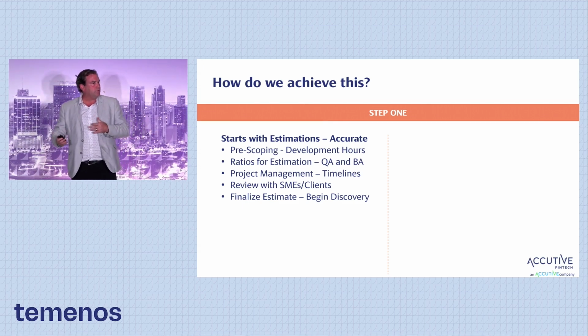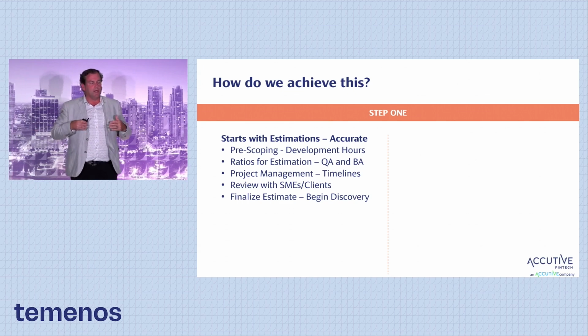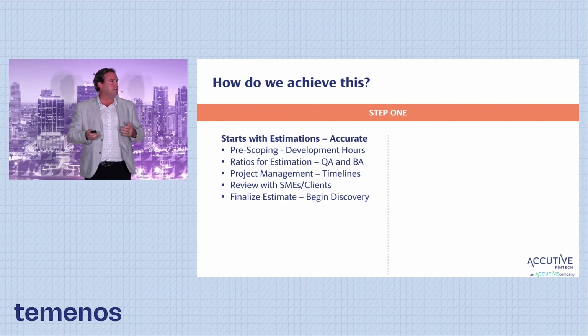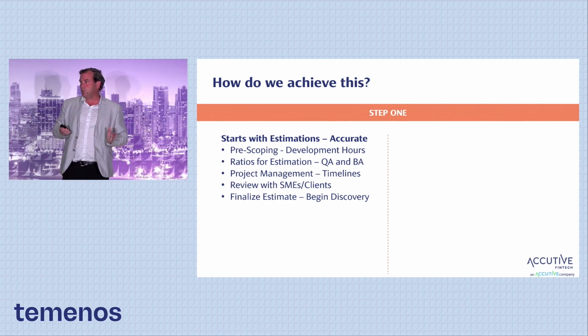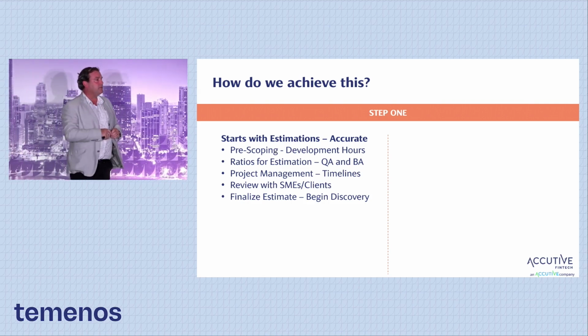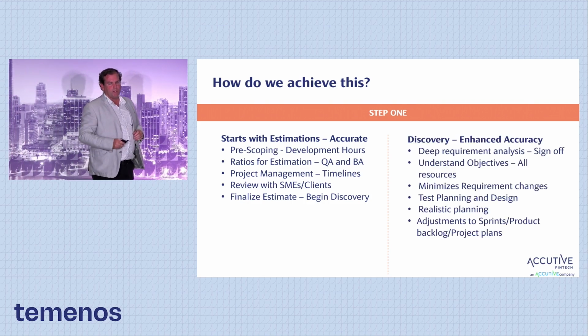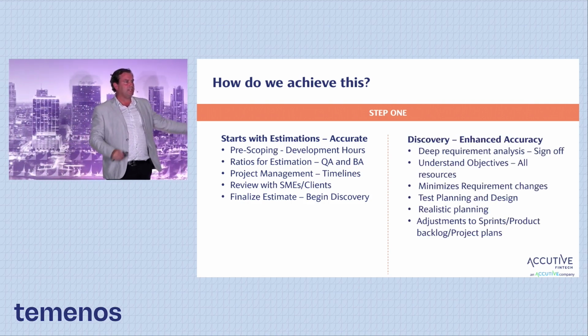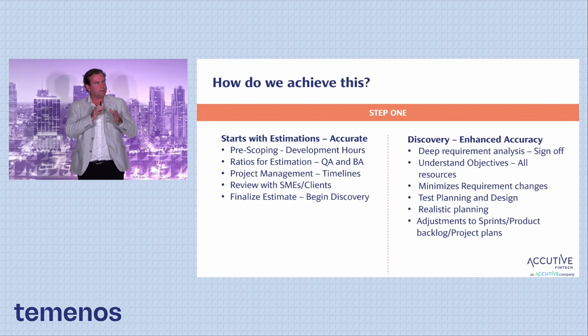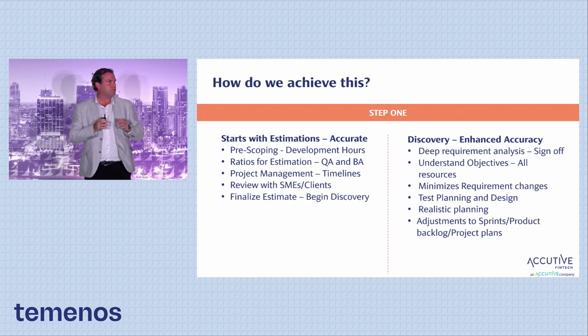We build all that out, we review it with our team and our SMEs, and then we review it with you and say, does this fit your model? Is this what you're doing? Do you have the resources and teams to support it? We then finalize that estimate, and we're going to go to our second phase here. We call this enhanced accuracy. So we've already got those estimates where we're 90% sure of them.